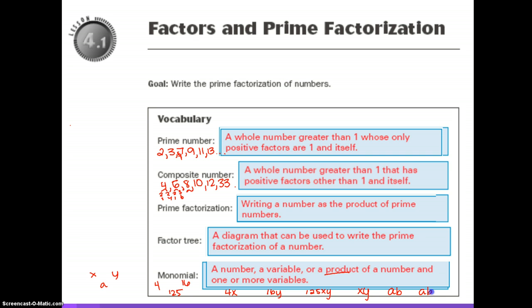You can even have a times b squared, because that's 2 b's, a times b times b. These are all monomials. What is not a monomial is when you start adding monomials together, like 4 plus 2x. This whole thing is not a monomial. 4 is a monomial, 2x is a monomial, but when you start adding or subtracting them together, it is not a monomial. Division, though, is a monomial. Okay? This is a monomial, because technically division is 1/4 times x. So that is a monomial.